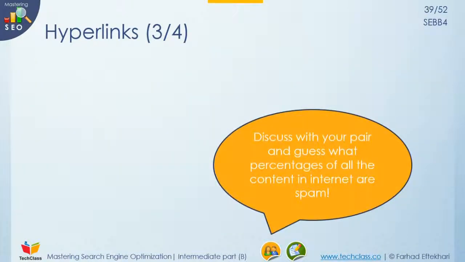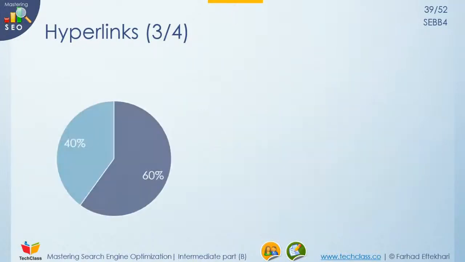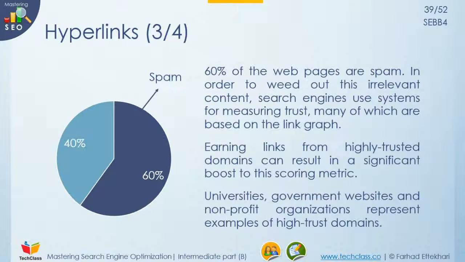And try to discuss with your peer or yourself, think about that, and guess what percentage of all the content on the internet is spam. That would be a nice guess. Well, the answer is 60% of the whole content of the internet is spam. So we expect search engines to be smart and try to somehow validate the content of your website to see if it's on the 40% side or the 60% side.